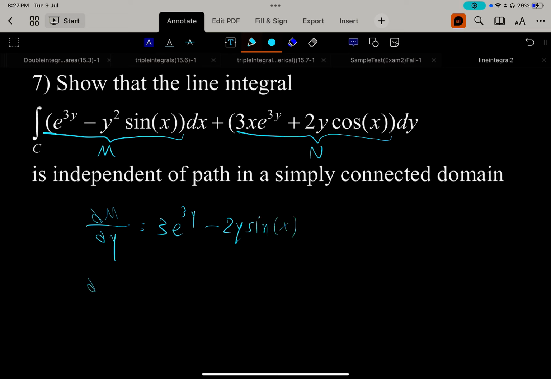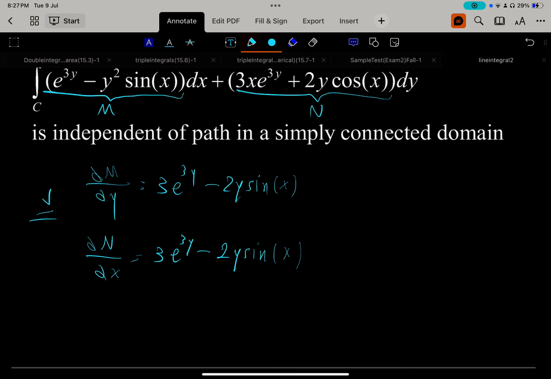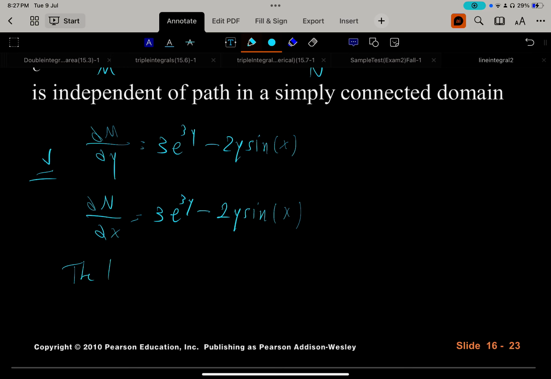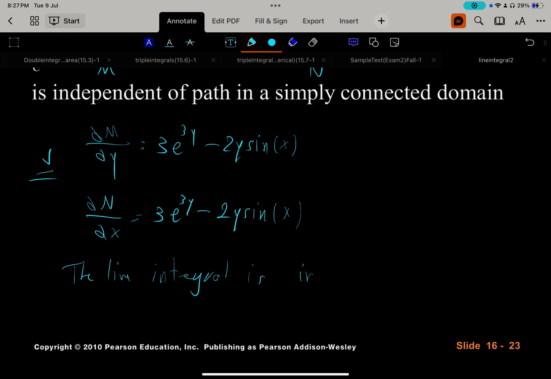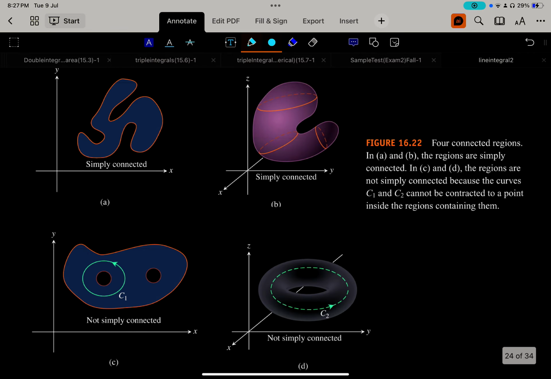Now dN with respect to dx is equal to 3e to the 3y minus 2y sine of x. And since these both are equal, we could say the line integral is independent of path, or conservative, full stop. And that's simple.